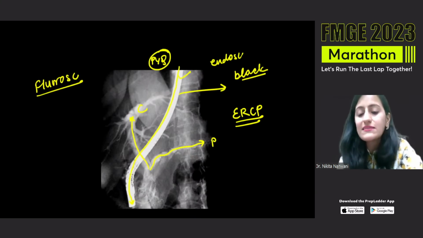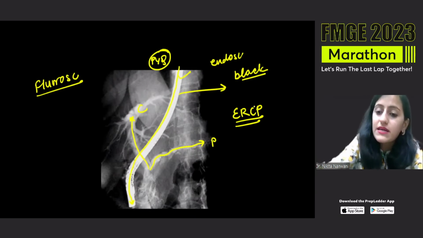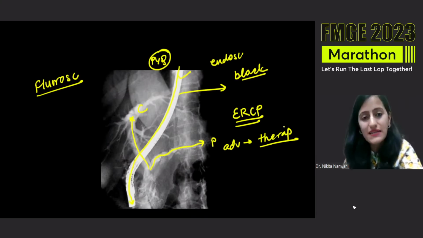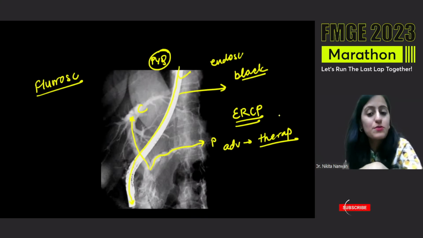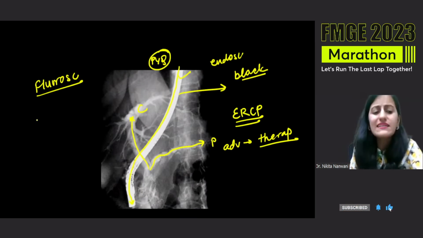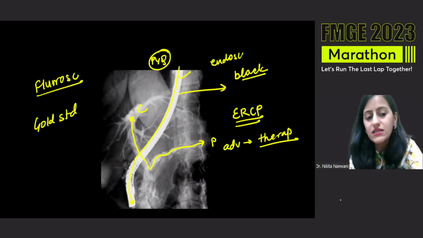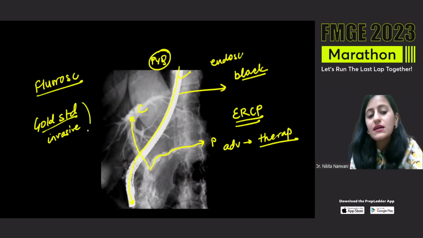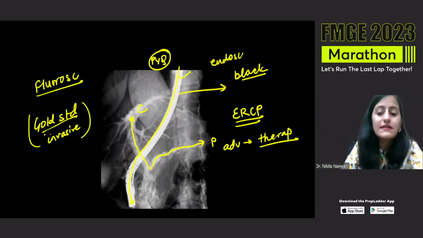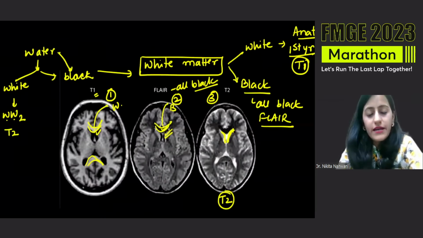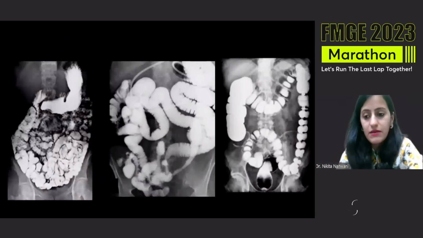Okay, this is ERCP. What is the advantage with ERCP? It is therapeutic as well. Even though it is invasive, but that gives an advantage as well. That means it is therapeutic as well. So generally, ERCP is the gold standard for the biliary pathologies. Gold standard investigations are generally the last resort. The invasive ones are the gold standard generally. Okay? All right. So going to the next image here.